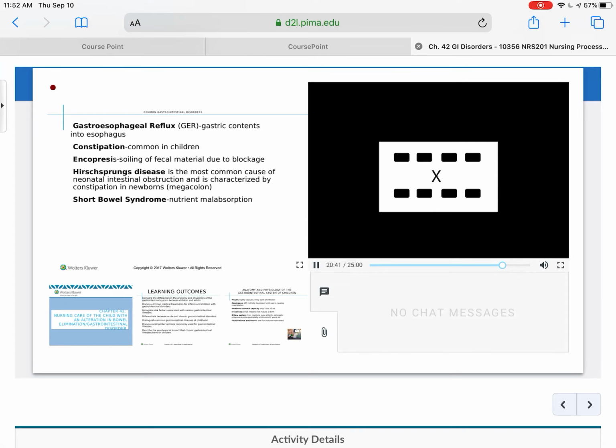Hirschsprung's disease is a disease in the intestinal tract causing an obstruction. One of the biggest things to think about with Hirschsprung's is when babies are born, within 24 hours, they pass what's called meconium stool. It's a sticky, tarry, black stool. If they don't pass that within 24 hours, that's concerning, and they would do some investigation for Hirschsprung's.